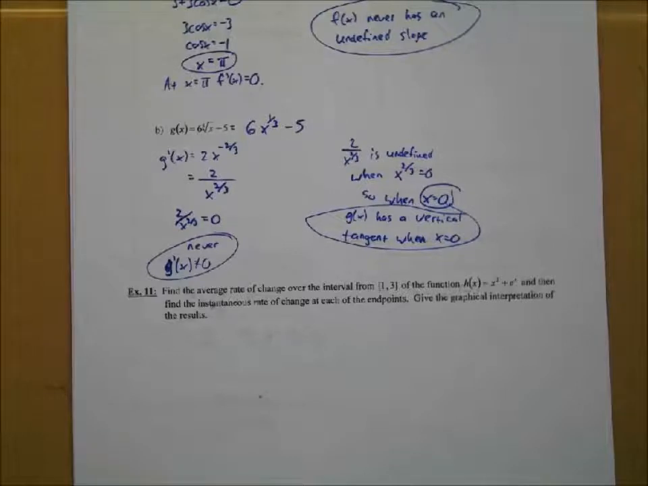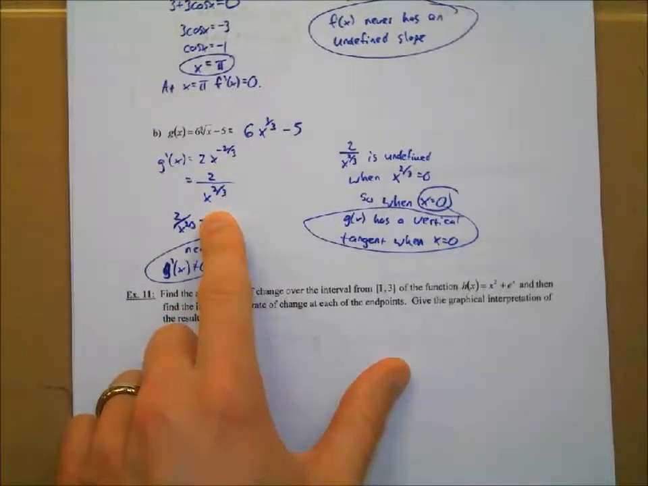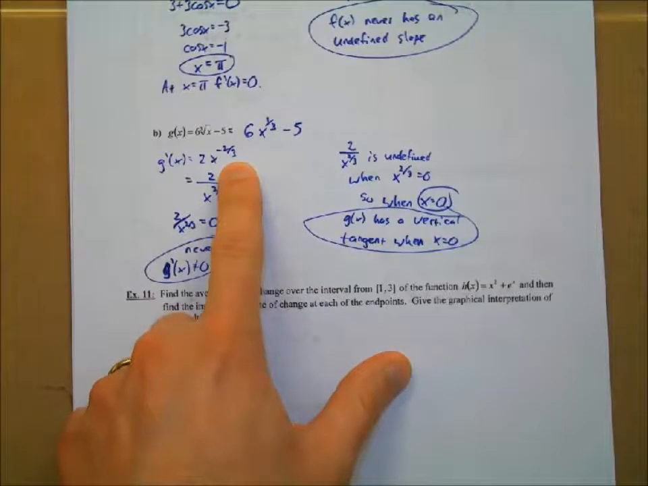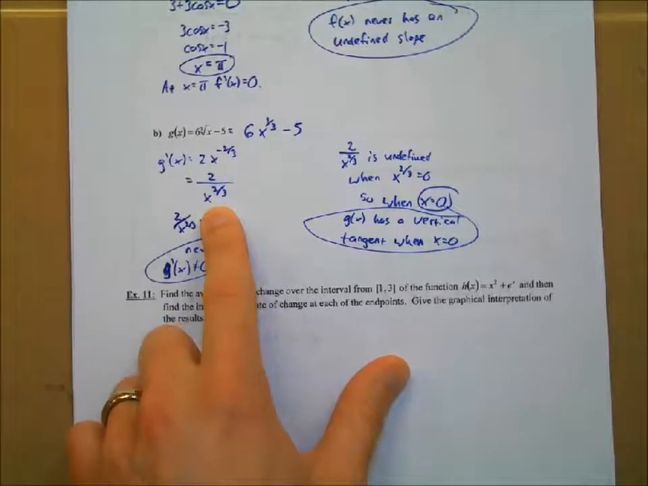Okay. So first of all, give yourselves a pat on the back if you got the derivative right. That's important, right? That's step one. We have to make sure we get the derivative correct. All right. 2x to the negative 2/3, or rewritten, 2 over x to the 2/3.